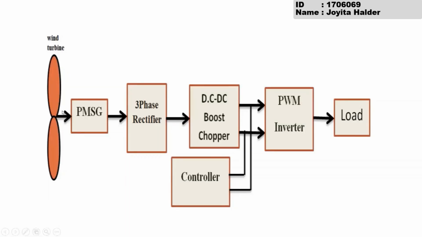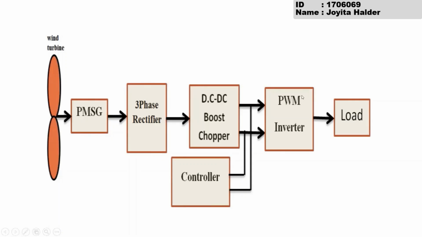From the wind turbine, the mechanical energy flows to the permanent magnet synchronous generator and converts it to three-phase AC electric power. Then we pass it through a rectifier and convert the AC voltage to DC voltage. Then we have used a boost chopper to convert the different DC voltage levels that have been got from the variable wind speed to a constant DC voltage level. Here the controller is to nullify the oscillations.